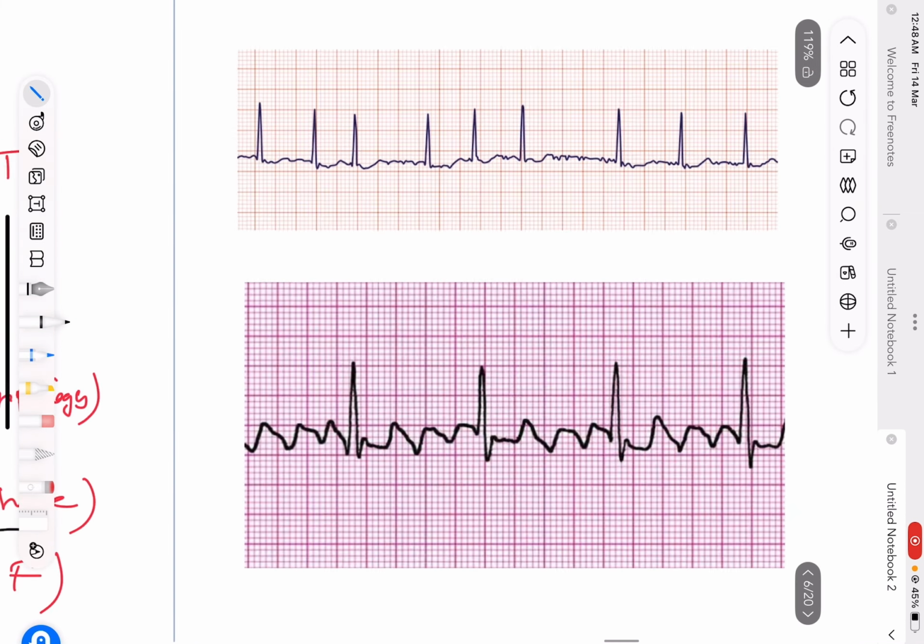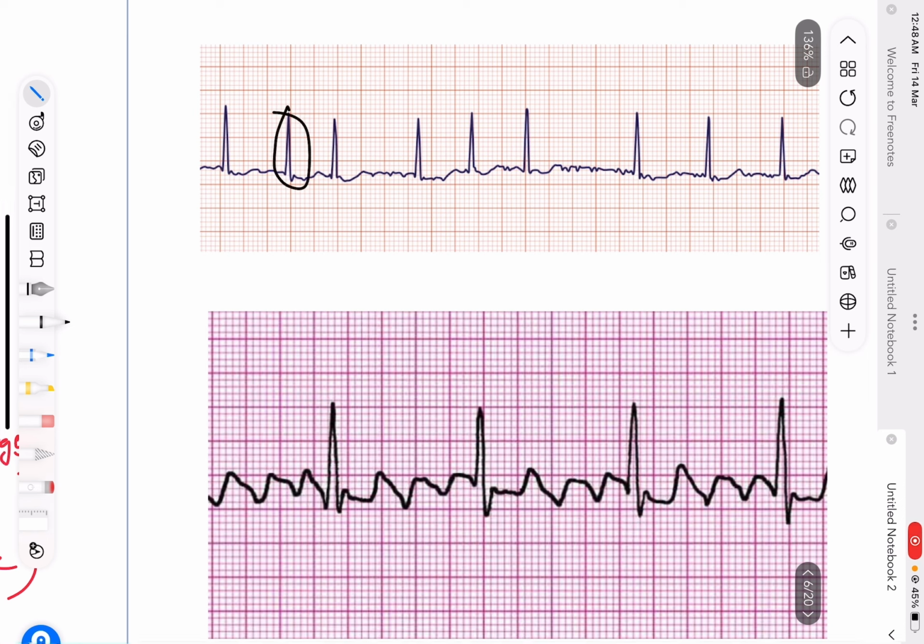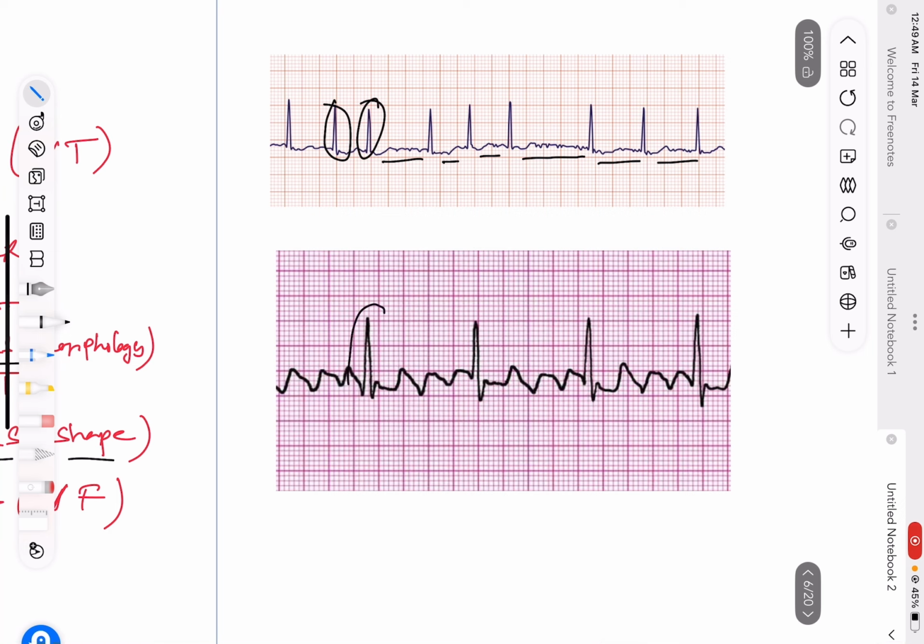Okay, this is atrial fibrillation. See the QRS, and see this. How many waves are there? Lots of waves are there. So this is fibrillation. In atrial flutter, we again see the QRS. So that's how we know it is a supraventricular tachycardia, because the QRS is there.